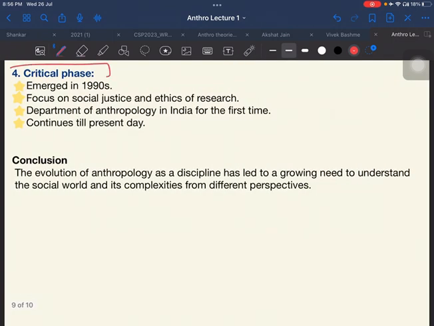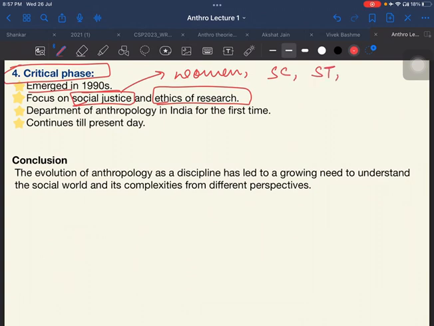Now we will move on to the last phase, that is the critical phase. Now it emerged very recently in the 1990s, and what is special about this phase is that it focuses on social justice and ethics of research. Now social justice means it works for women, for SCs, for STs, that is tribals, and tribals all over the world, the indigenous people as we call them. So social justice became the main theme of anthropology.